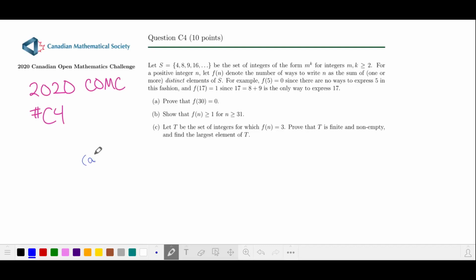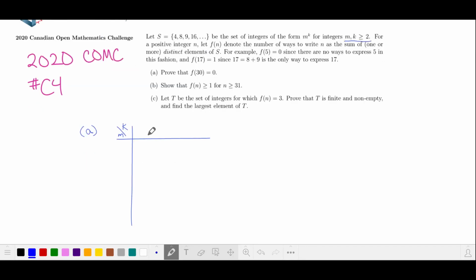Let's start by building out a table of possible values of s. m and k can be greater than or equal to 2. We'll have m go down this column and k go across. And since we're interested in f of 30, we'll only fill in the values that are less than or equal to 30.